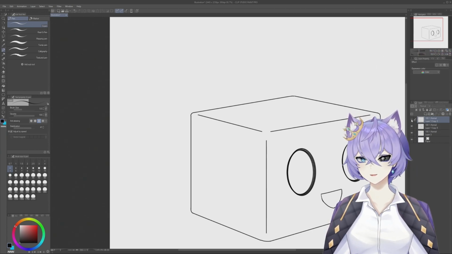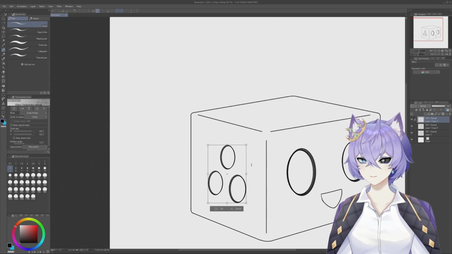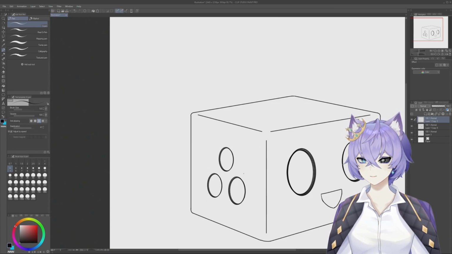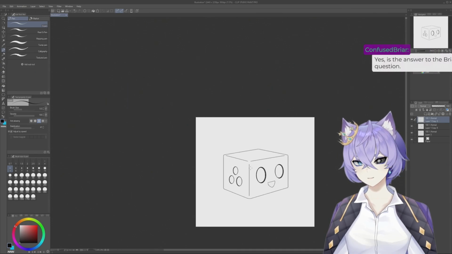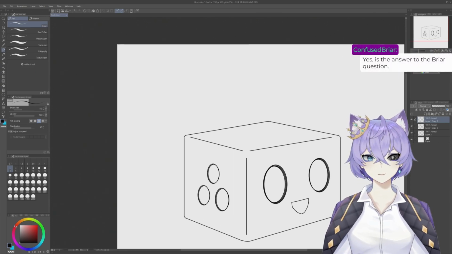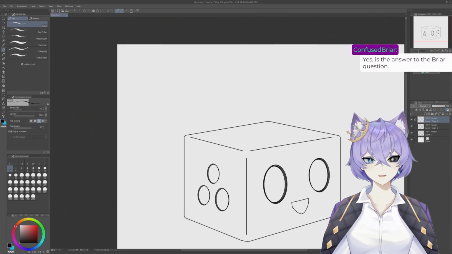Merge selected layers. Okay. Yeah, that seems like a 3-sided dice. Yes is the answer to the Briar question.